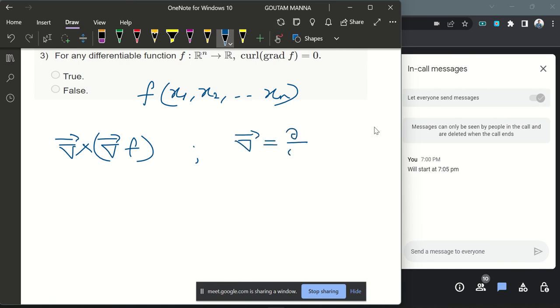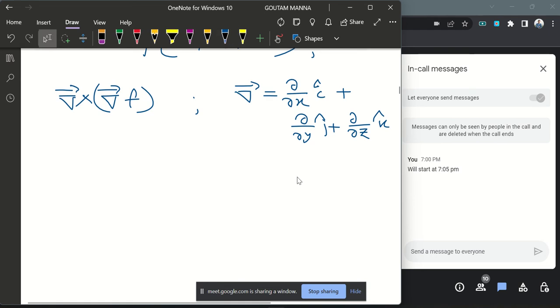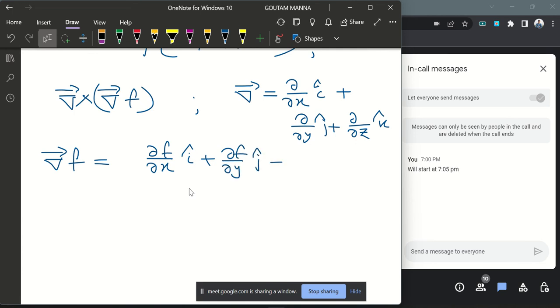This operator is del, the nabla operator. Let's assume in 3D f is a function of x, y and z. In that case the nabla operator is del del x i hat plus del del y j hat plus del del z k hat. So gradient of f is then del f del x i hat plus del f del y j hat plus del f del z k hat.